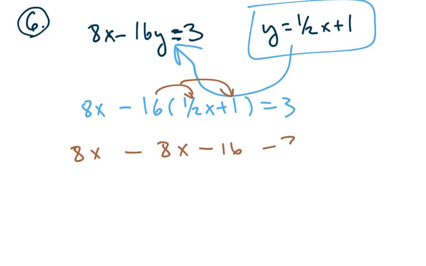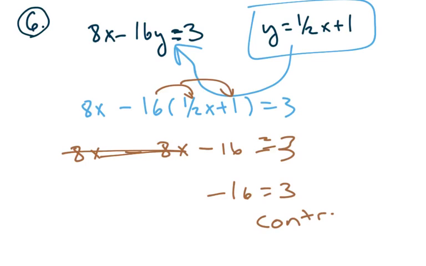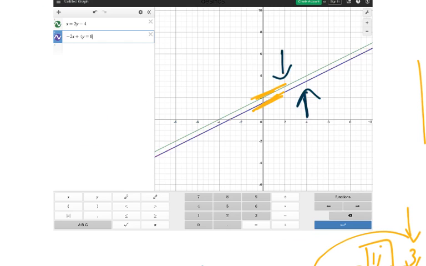Hopefully that wasn't hard for you to do. Well, half of 16 is 8. And what we're going to see here again is that the 8x and the negative 8x cancel out, and we get negative 16 equals 3, which means we have a contradiction, which means we will not have a solution. So I don't know if I stated that explicitly in the last one, but there is no solution. The answer is no solution.